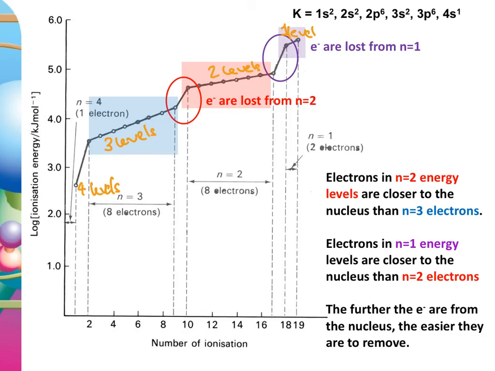So we can see that the general trend is that it increases, but we can see a couple of large jumps. So there is a large jump after the first electron is removed. There's a large jump after the 9th electron is removed, and there is a large jump after the 17th electron is removed. This is providing evidence for the fact that we have these energy levels.